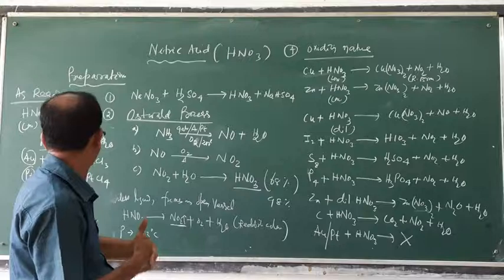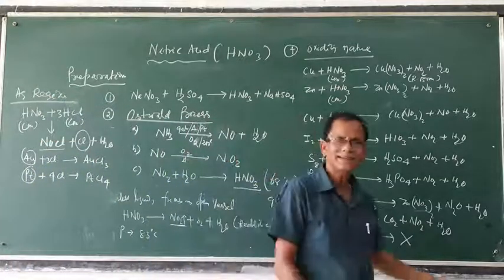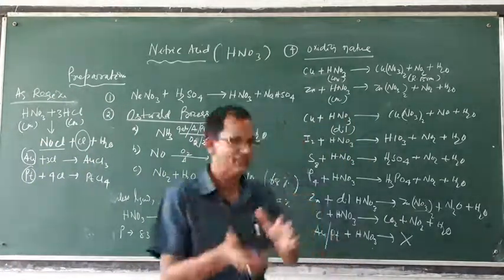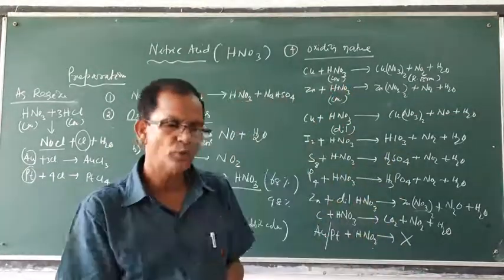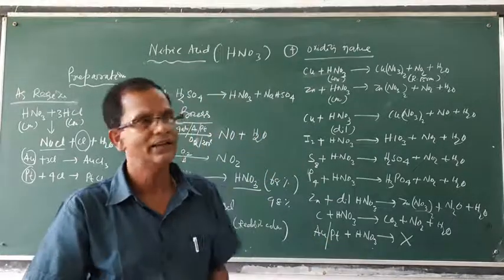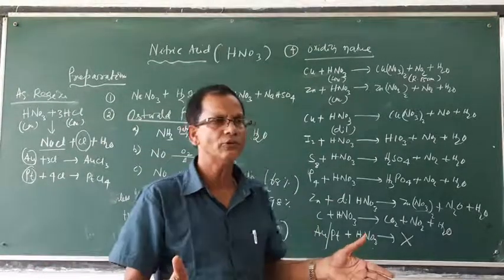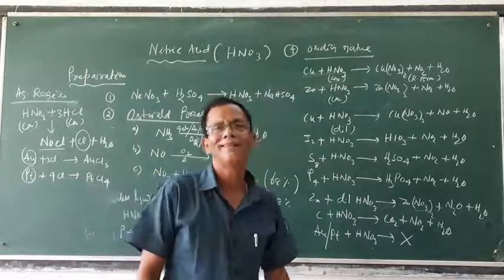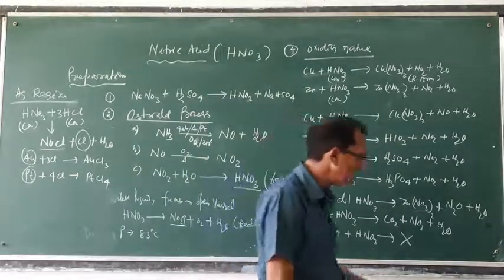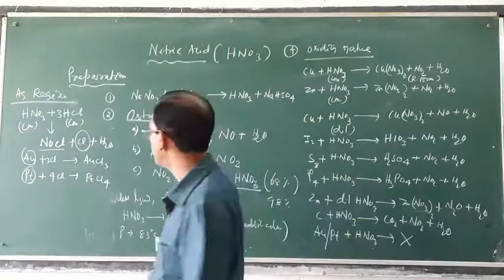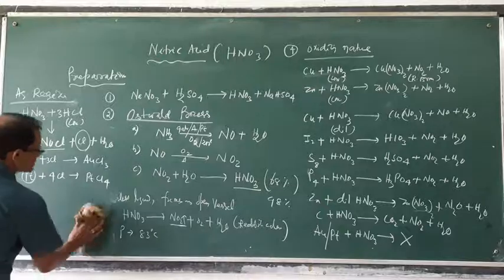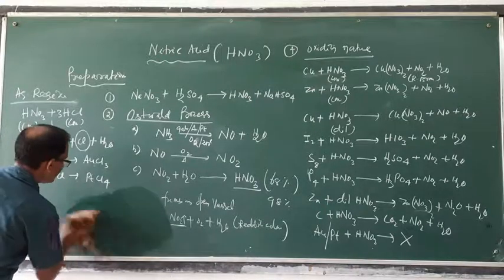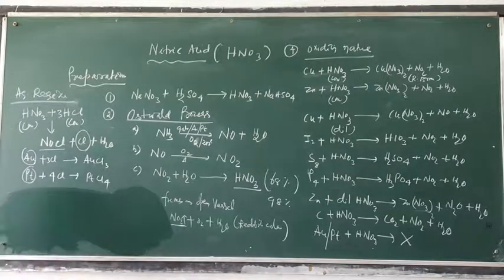Then how can you test nitric acid chemically? This is one test of nitric acid. If this nitric acid is colorless, when you put copper metal into it, reddish brown fumes are produced, which is also one indication of nitric acid. But nitric acid can be chemically tested by the ring test, the brown ring test. What is the brown ring test? Let us discuss.